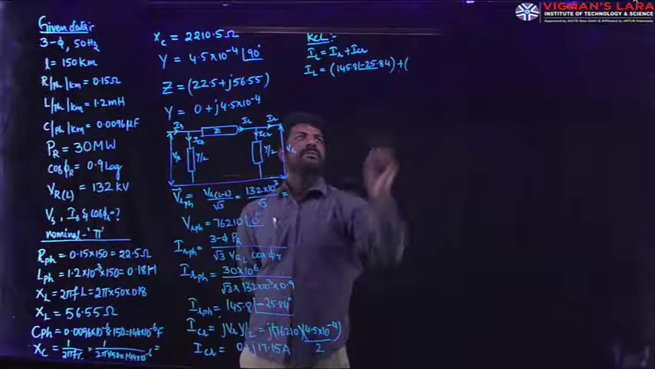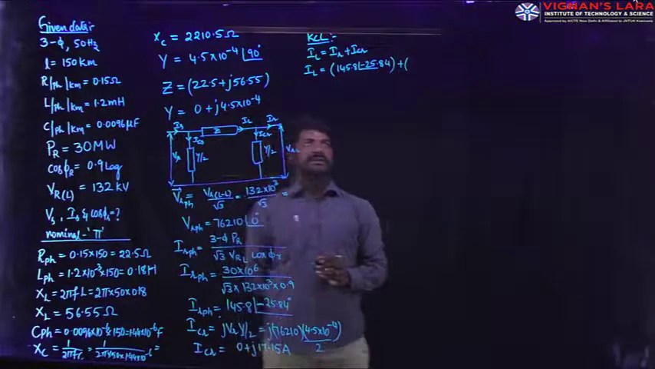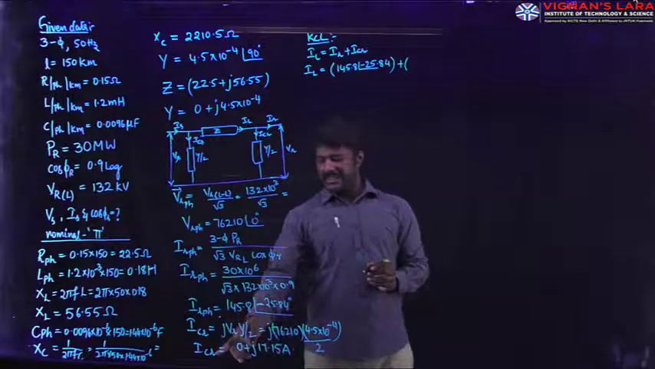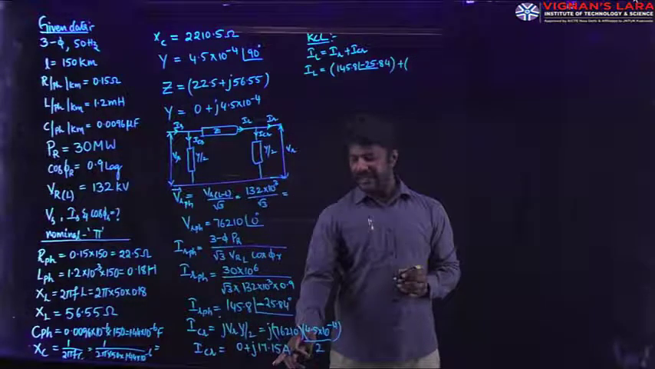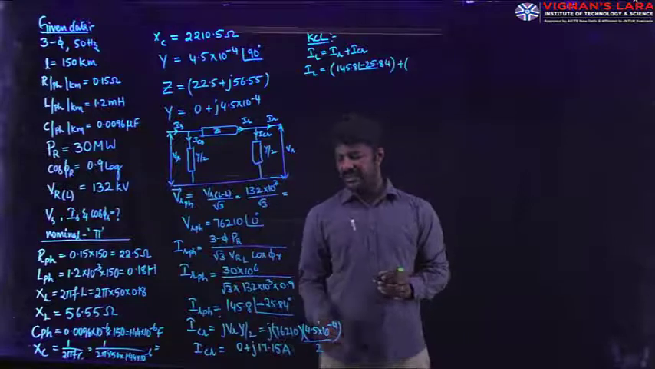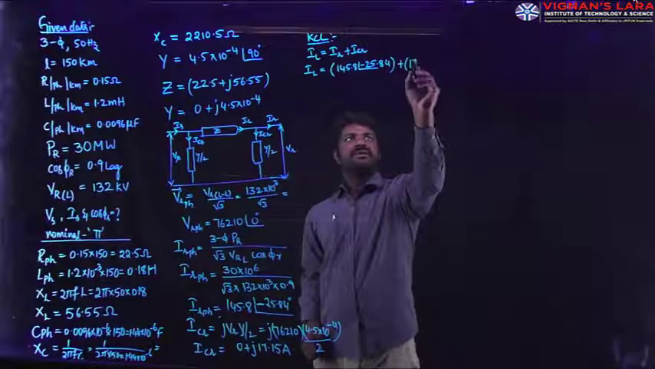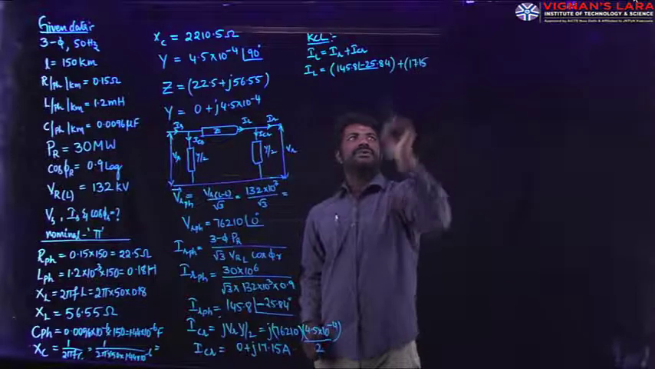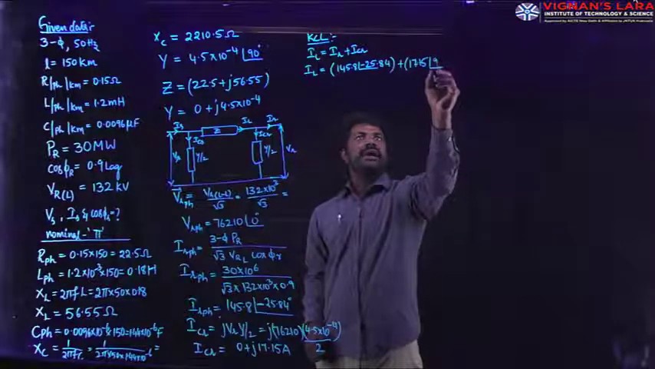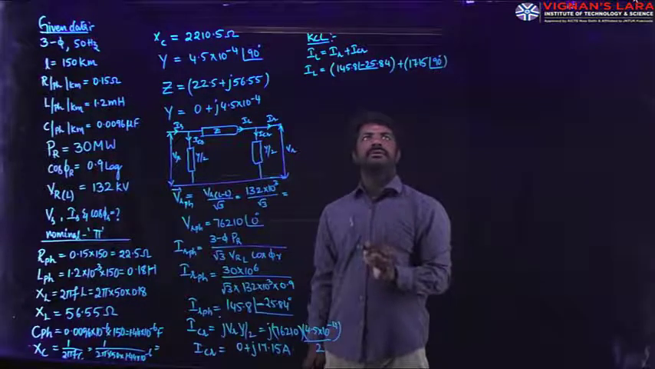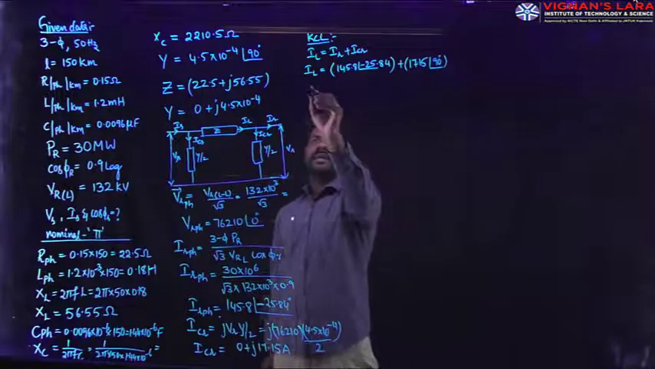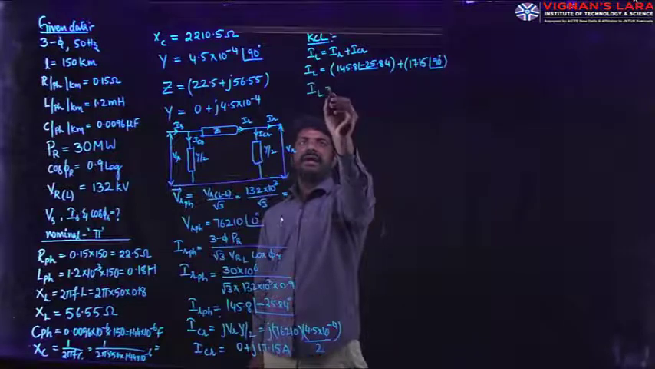Plus the ICR current. What is ICR current? The ICR current is a leading current. Since it is represented with plus J, I can write that as 17.15 is the magnitude, which is a leading quantity by an angle of 90 degrees. So add up these two as per KCL. Then we will get the current IL.